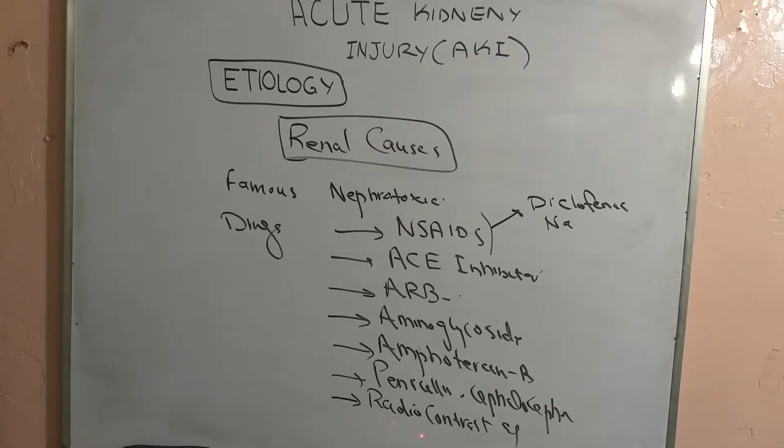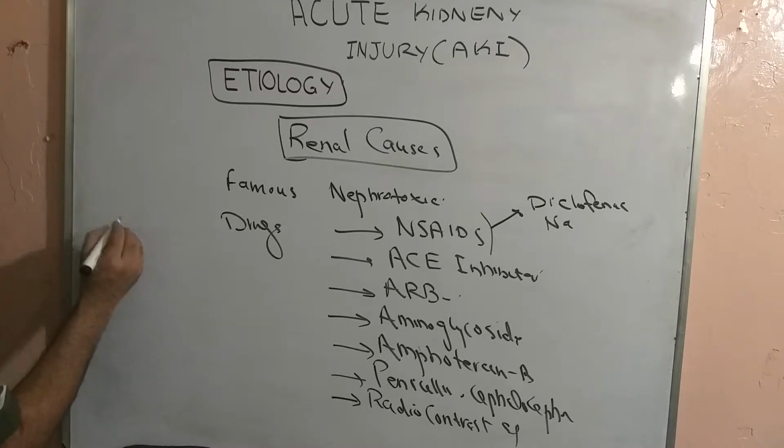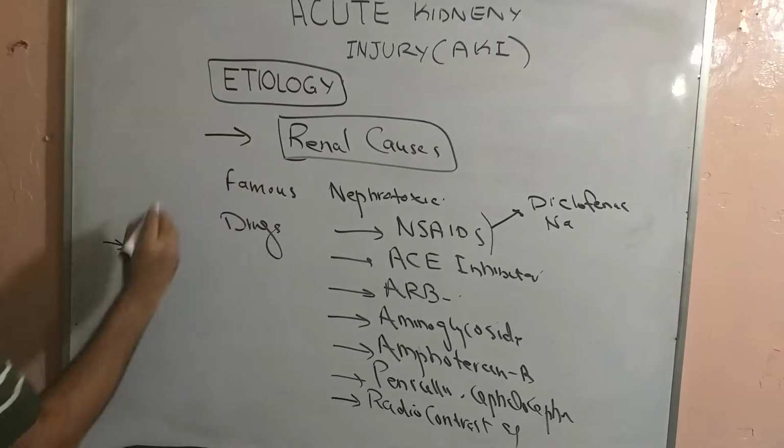Then there can be contrast agent which we use in, for example, MRI of the brain and MRI of different parts of the body, where we use the gadolinium contrast. Then there can be rhabdomyolysis, which causes the acute kidney injury of the renal cause.